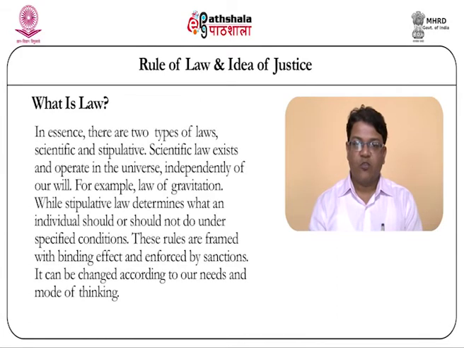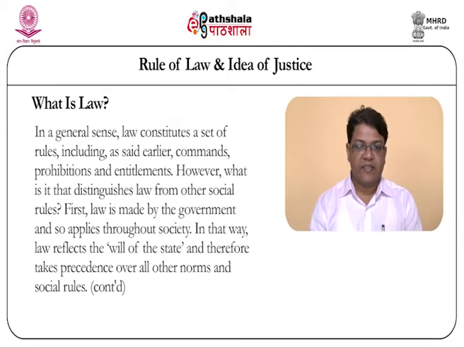In a sense, there are two types of laws, scientific and stipulative. Scientific law exists and operates in the universe independently of our will, for example, the law of gravitation. While stipulative law determines what an individual should or should not do under specified conditions. These rules are framed with binding effect and enforced by sanctions. They can be changed according to our needs and mode of thinking. In a general sense, law constitutes a set of rules, including, as said earlier, commands, prohibitions, and entitlements.